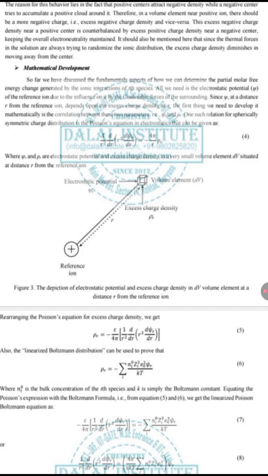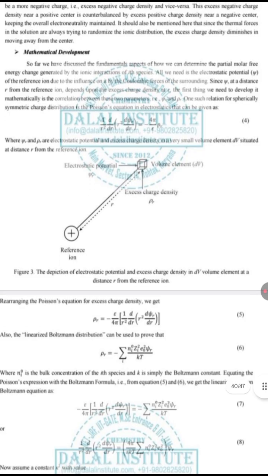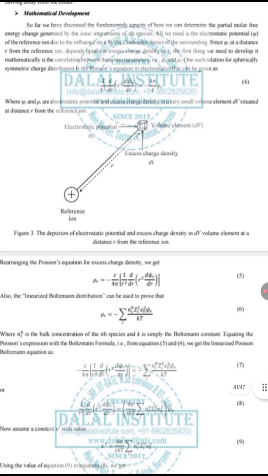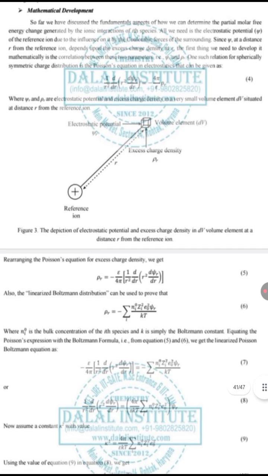It should also be mentioned here that since the thermal forces in the solution are always trying to randomize the ionic distribution, the excess charge density diminishes in moving away from the center. Next is the mathematical development. So far, we have discussed the fundamental aspect of how we determine the partial molar free energy change generated by the ionic interaction of the ith species. All we need is the electrostatic potential psi of the reference ion due to the influence on it by the Coulombic force of the surroundings. Since psi at a distance r from the reference ion depends upon the excess charge density, the first thing we need to develop mathematically is the correlation between the two parameters, that is, psi and rho r.